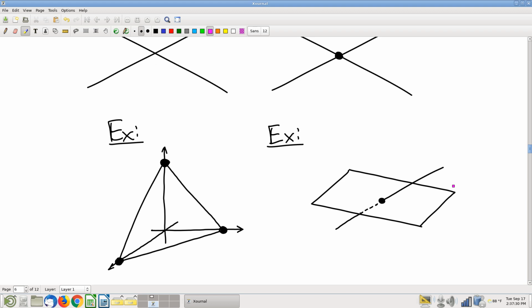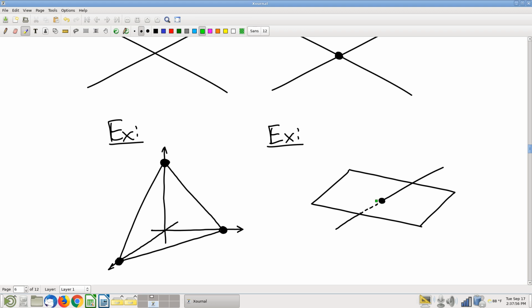A couple other examples. How would you infer from what's drawn over here that this line and this plane intersect if there were no dot there? It's not clear what's going on, and that dot really helps the eye infer that that's the point that those things intersect.